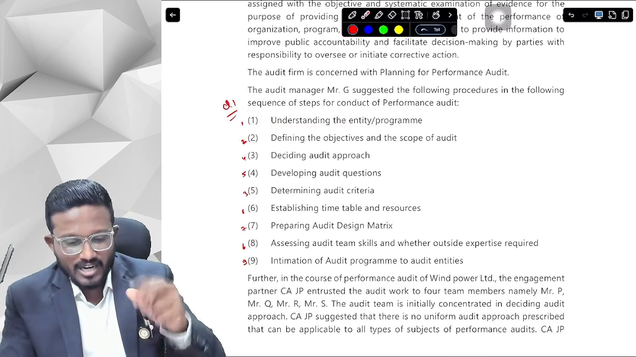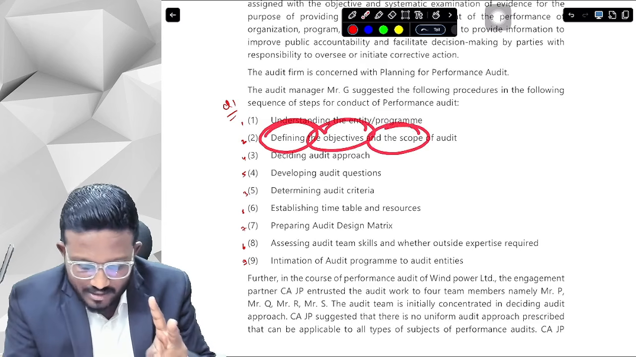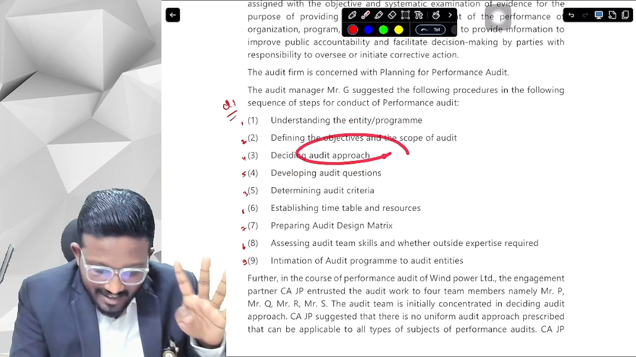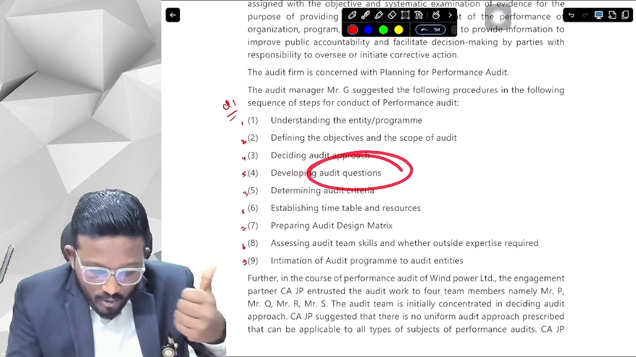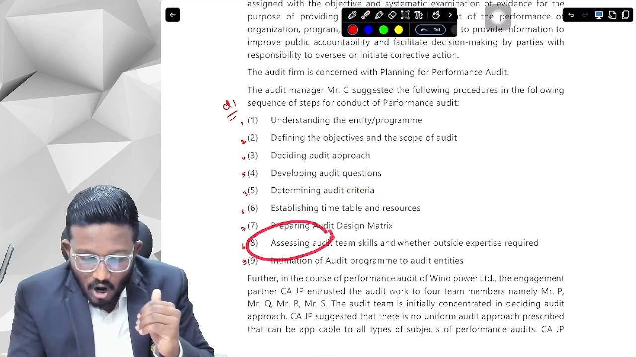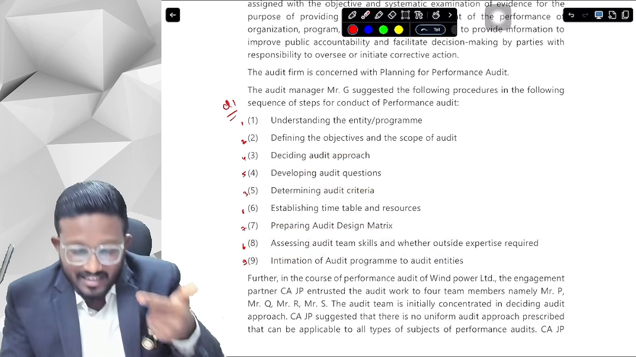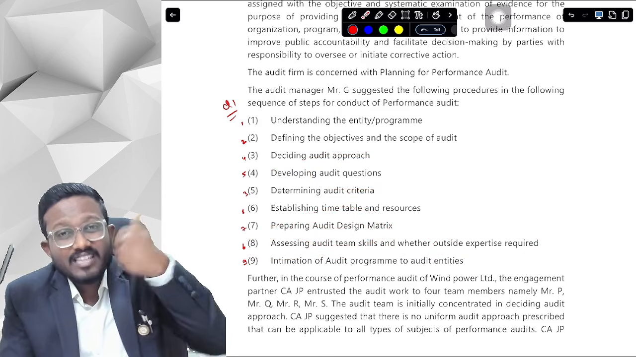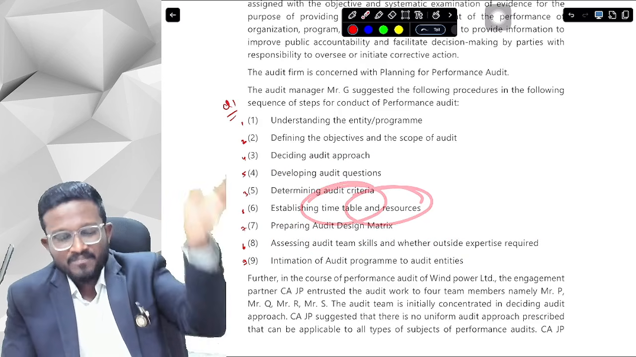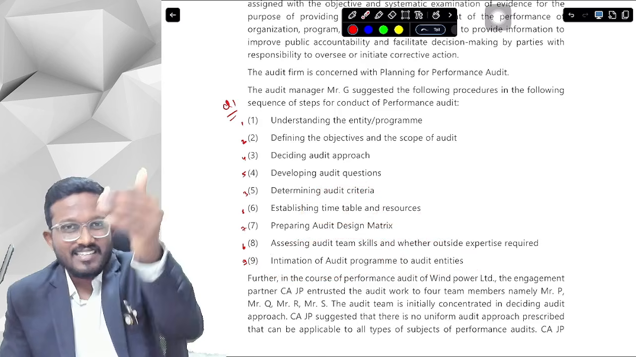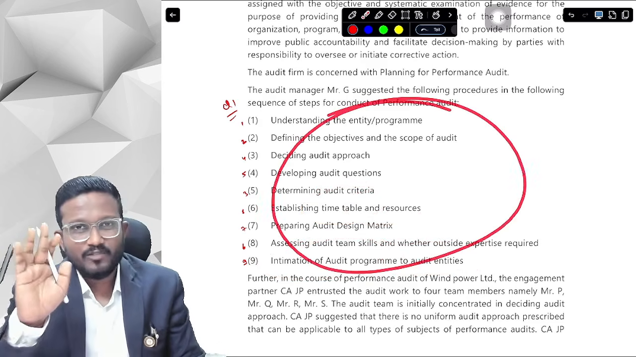Understanding the entity and program. Second step is defining the objective and scope of audit. Third step is determining the audit criteria. Fourth, we decide the audit approach. Then we decide what audit questions we need to ask. Then we assess our audit team skills and whether we need to obtain outside expertise. Then we prepare the audit design metrics. Then we establish the timetable and resources for our audit. And lastly, we intimate the audit program to the audit entities. Okay, yes, sir, these are the sequence of steps in our performance audit, and this was your first question.